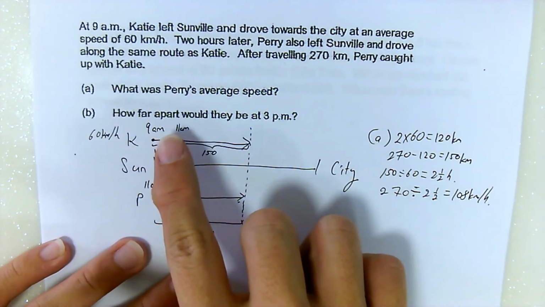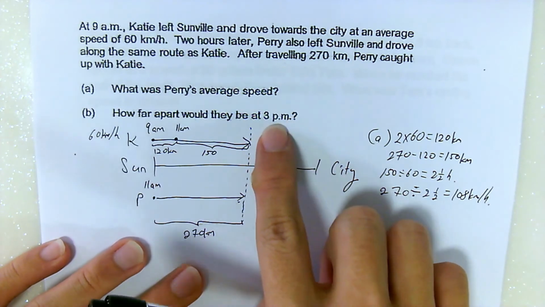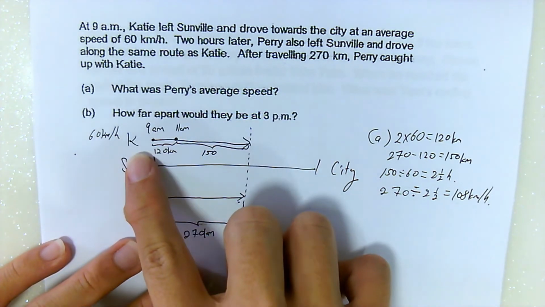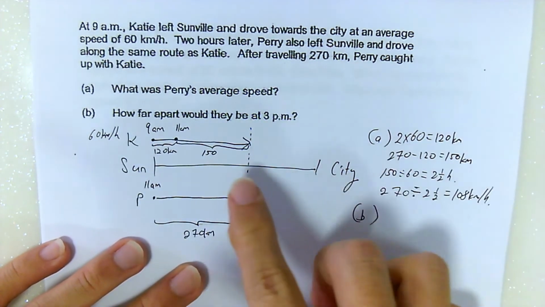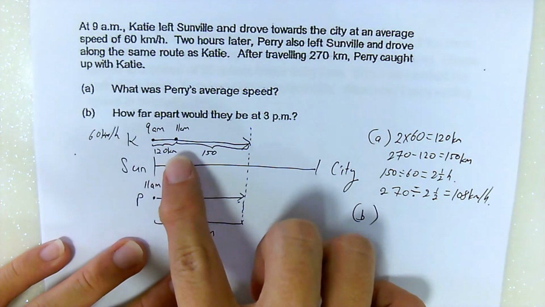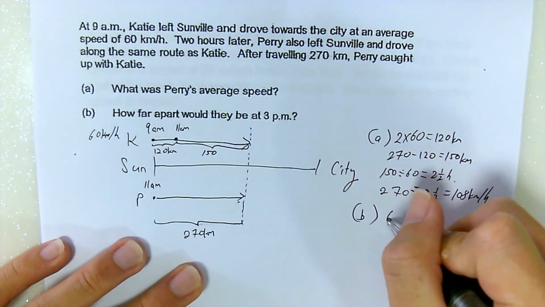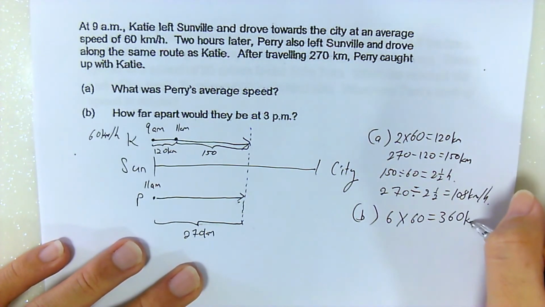Now for part B, they ask how far apart they would be at 3 p.m. This is actually very, very simple. Because at 3 p.m., we just need to figure out the distance that Katie traveled from 9 a.m. to 3 p.m. So from 9 a.m. to 3 p.m. is how many hours? 9 a.m. to 12 p.m. is 3 hours. 12 p.m. to 3 p.m. is 3 hours, so total 6 hours. So Katie traveled 6 times 60, which will give us 360 km.